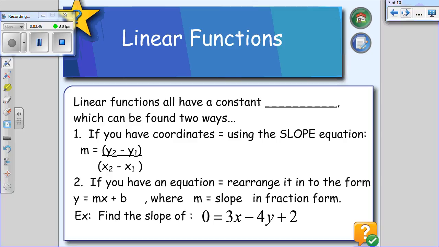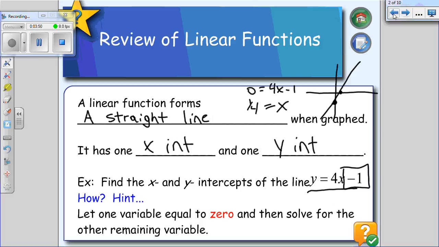Wait, what's the... The x-intercept was positive 1/4. Add 1 to both sides, divide by 4.